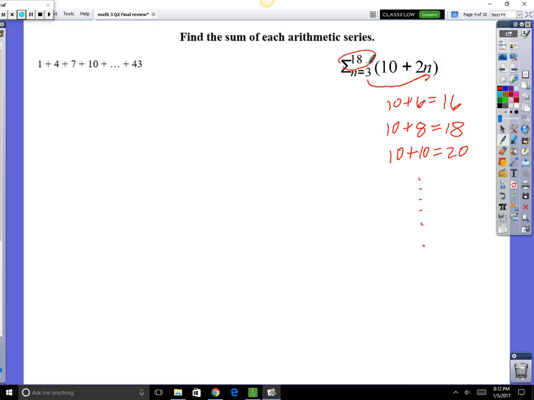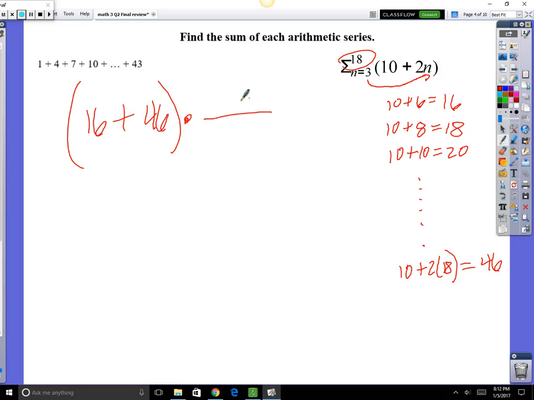So you keep going until you plug in 18. So it's going to be 10 plus 2 times 18. And 2 times 18 is 36. And 36 plus 10. Okay, so that's what I end on. So my formula, the first is 16. The last is 46. And I times that by how many numbers are in the list.